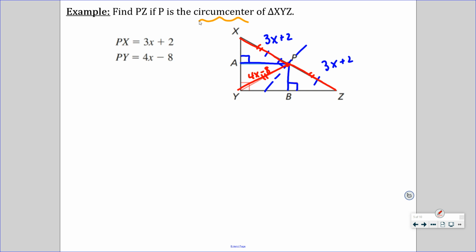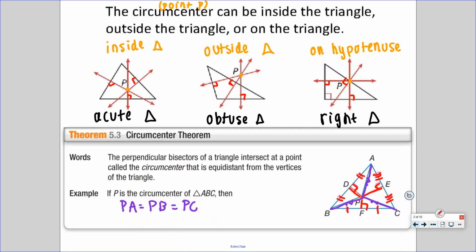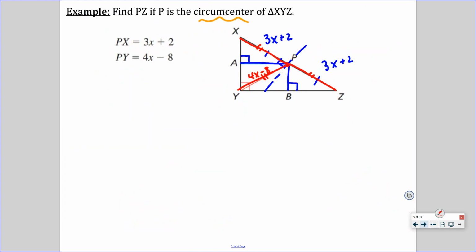All right, so yes, point P is a part of the perpendicular bisector. It's also one of these in purple. It's also a distance from the circumcenter to the vertex. So this is also 4x minus 8. So to solve for x, we can set those equal to each other, because we're talking about the same distance. And then we'll have to actually find what PZ is.